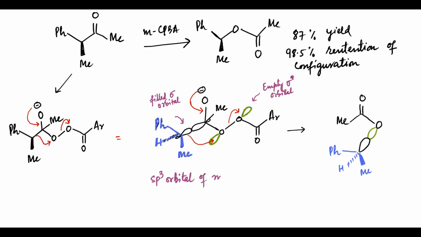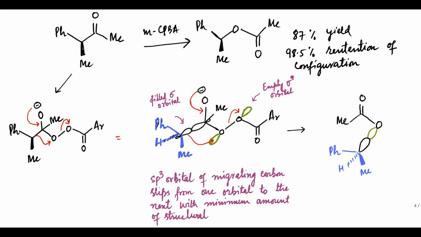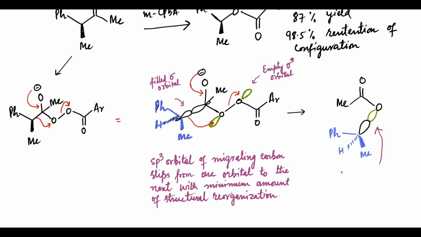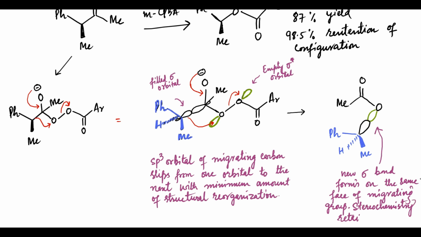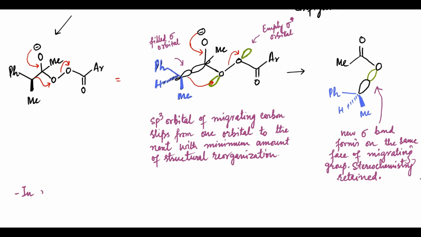The sp3 orbital of the migrating carbon just slips from one orbital to the next with the minimum amount of structural reorganization. The large lobe of the sp3 orbital is used, so the new bond forms to the same face of the migrating group as the old one. And stereochemistry is retained. The orbital interactions in all 1,2 migrations are similar. Therefore, we can say that in all 1,2 migrations, the migrating group retains its stereochemistry.